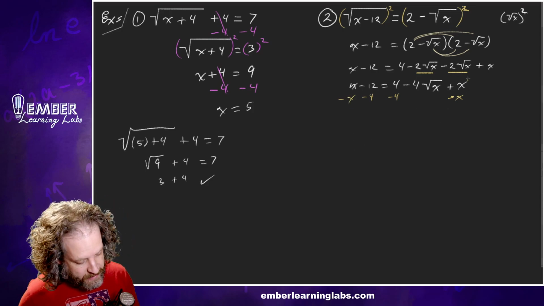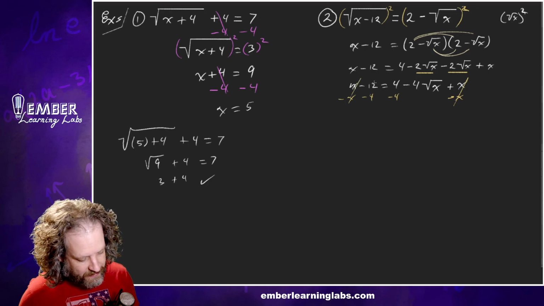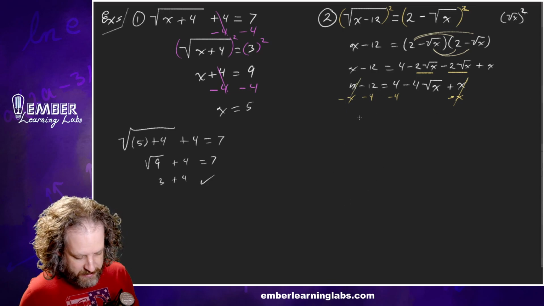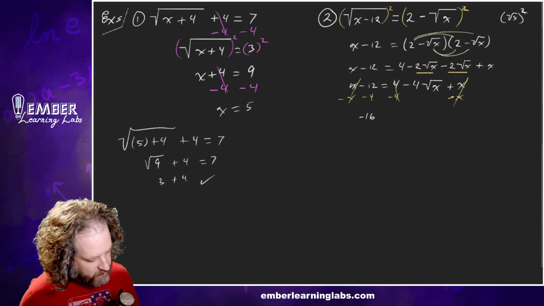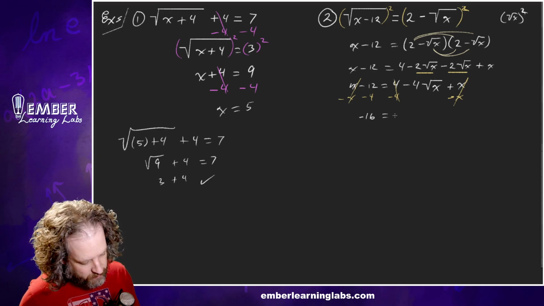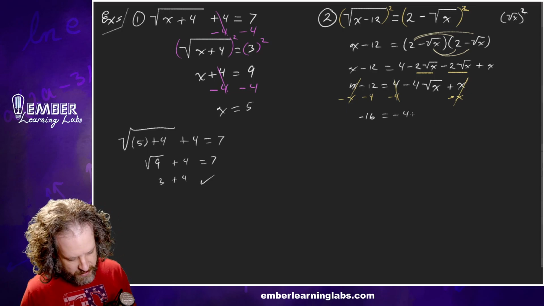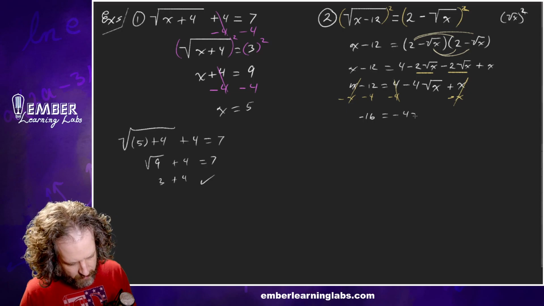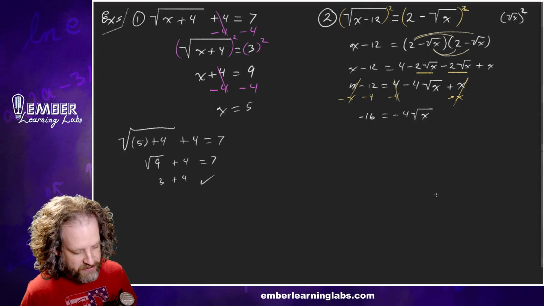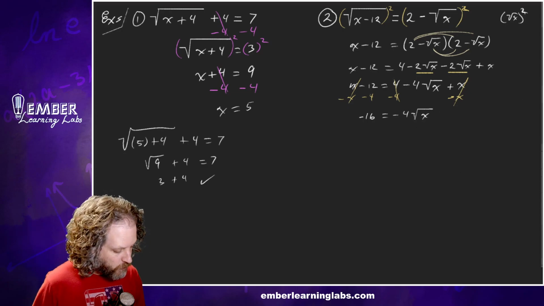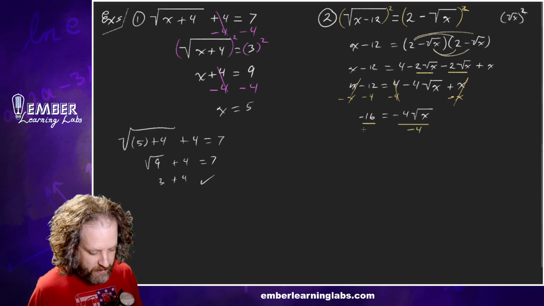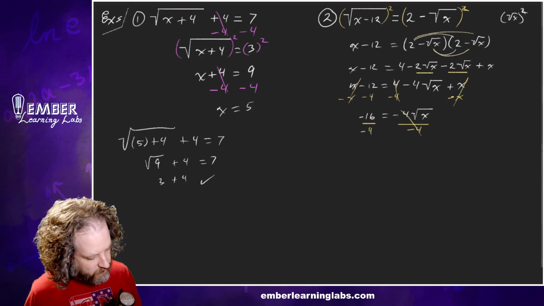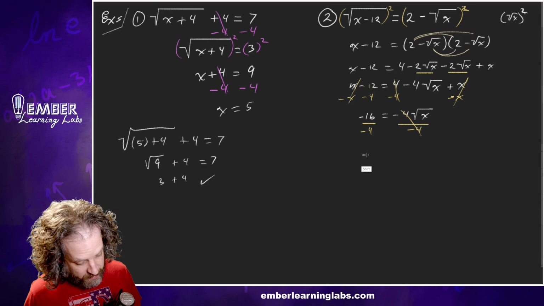Okay, so that's kind of handy because the x's cancel here, and then negative 12 plus negative 4 is easy peasy. That's negative 16. So this was also canceling, right? So equals negative 4 times the square root of x, right? So how can we get rid of that negative 4? It's multiplied, so we're going to divide it. So divide by negative 4 and divide by negative 4. That cancels, leaving us with the square root of x.